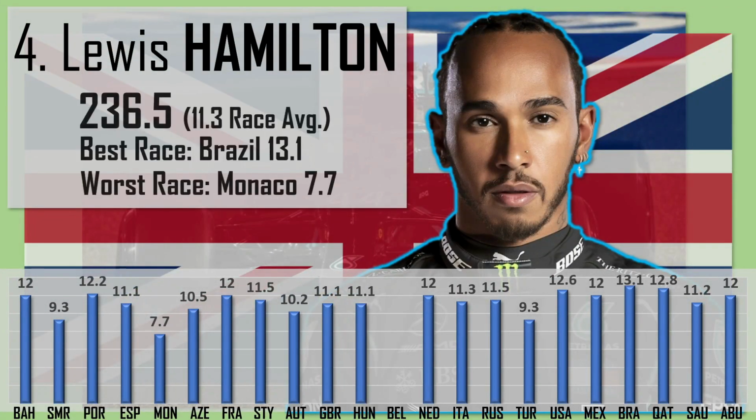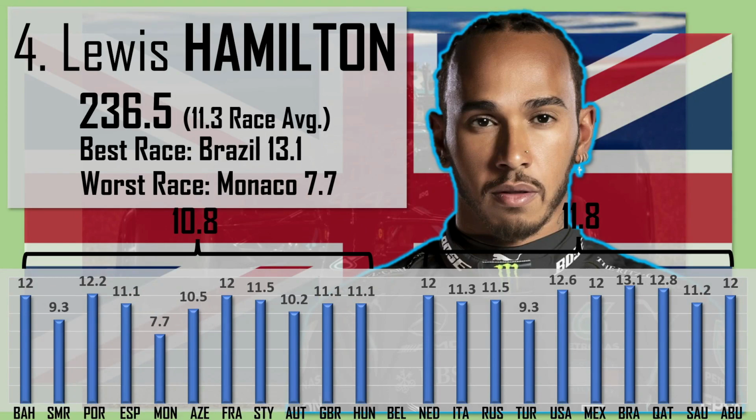He had a season's total of 236.5 with a race average of 11.3 with a best race result of 13.1 and a worst race result of Monaco 7.7. However, unlike most drivers this year, Hamilton had a significantly better second half of the year by an entire point. He averaged 10.8 across the first half of the year, and he ended on 11.8, with the only race in single digits being Turkey, where he scored 9.3.